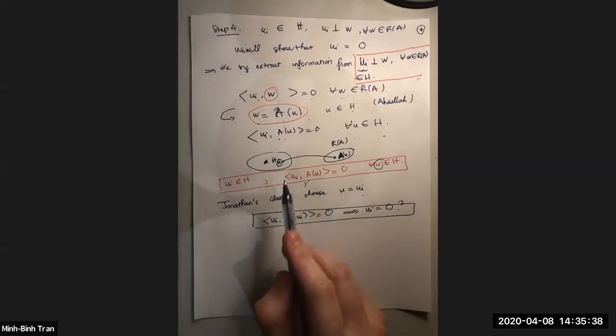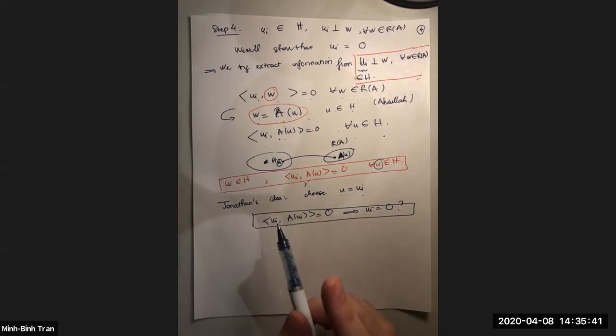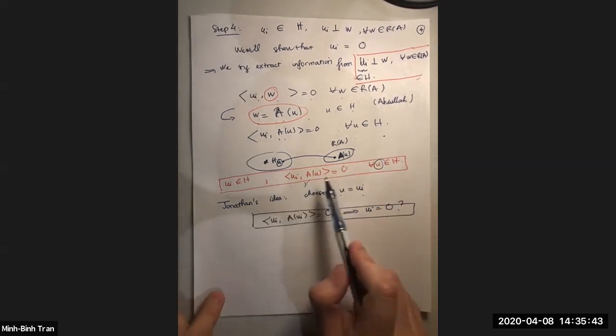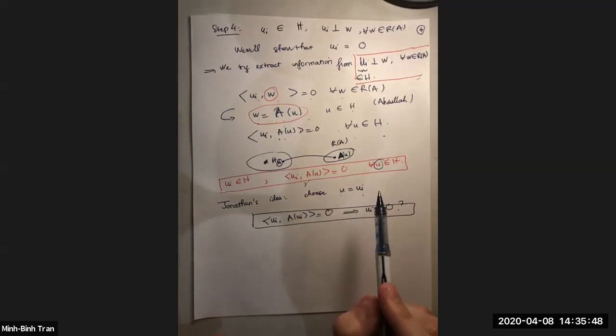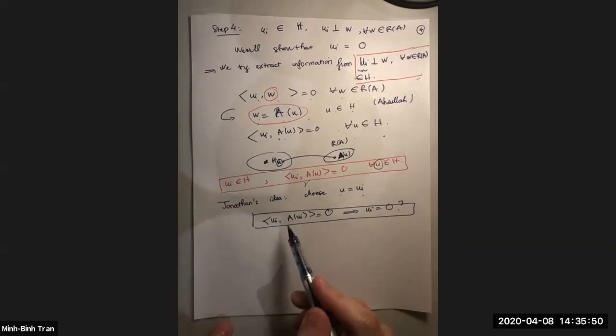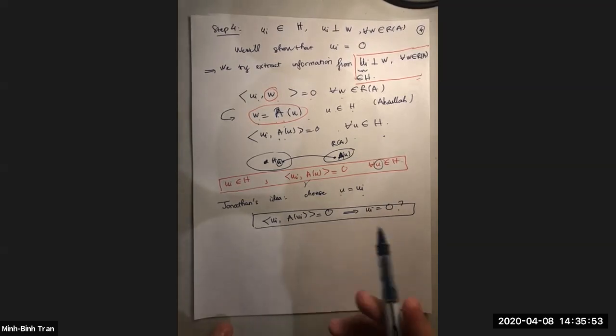So Jonathan got a perfect idea, right? Jonathan suggests that, because this equation is true for all of the u in H, if you choose u to be equal to u_i, then if you take the inner product of u_i with Au_i, you're going to get 0. Does this imply that u_i is going to be 0? Basically, we're going to go back to something that we already proved in the previous few minutes. What is it?